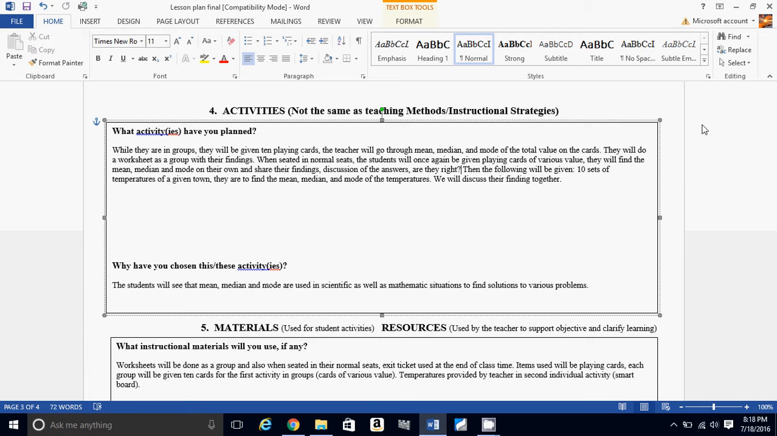Then we're going to shift gears and make this more not just a math thing. Now that they kind of understand the concept, we're going to give them 10 sets of temperatures of any given town. And of course, I'm going to do this on the smart board, which is in our materials that's coming up. And they're going to find the mean, median, and mode of those temperatures by themselves.